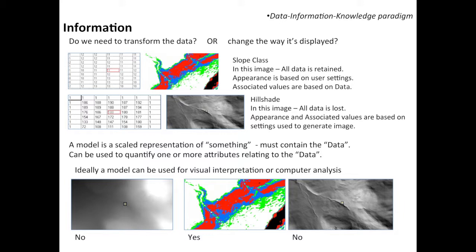The next image is a slope class image. So it's slopes that have been put into classes and then colored according to class. The actual values are still in that image. They are actual slope class values. They can be quantified, they're still completely useful, but we have an image that we can now interpret.